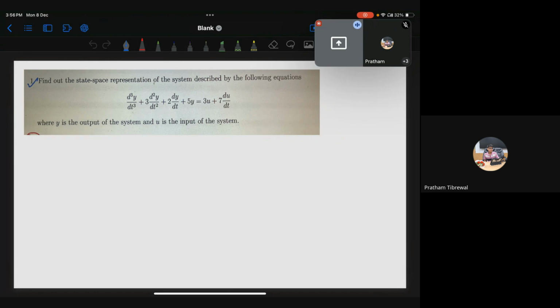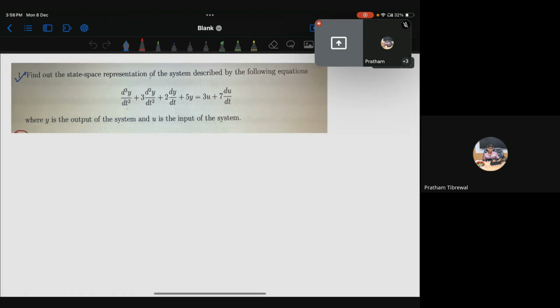Okay. So now look at this question. The question says that given the system described by these equations, from this we have to find the state space system. First, I'll start with the basic one without this term. So let's start with that. Assume this is the problem given.